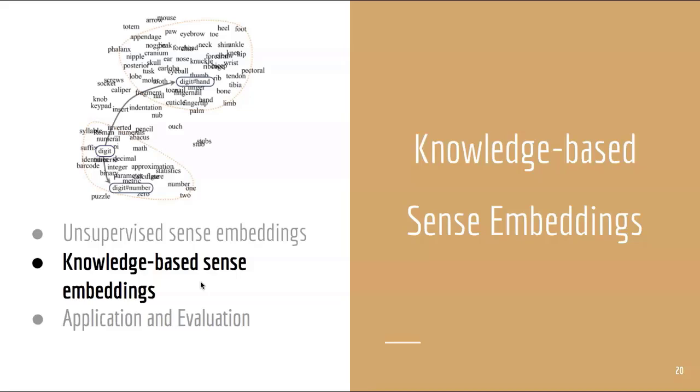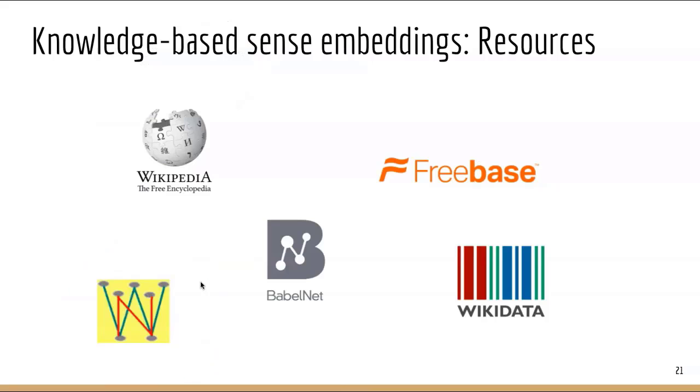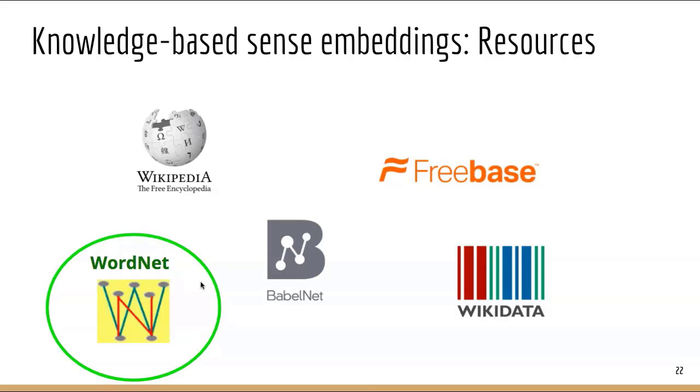And then we're going to a short overview of the knowledge-based sense embeddings and what the main differences are with the unsupervised sense embeddings. So the knowledge-based sense embeddings, of course, make use of what we call knowledge or lexical resources. Some of the more common ones are displayed here, like Wikipedia, BabelNet, Freebase, Wikidata, and WordNet. Obviously, here we are merging encyclopedic resources with more dictionary-like resources like WordNet. And obviously, the approaches will differ, depending on the resource that you want to use. Here, we're going to focus mainly on WordNet, which has been the most popular source to learn sense embeddings.